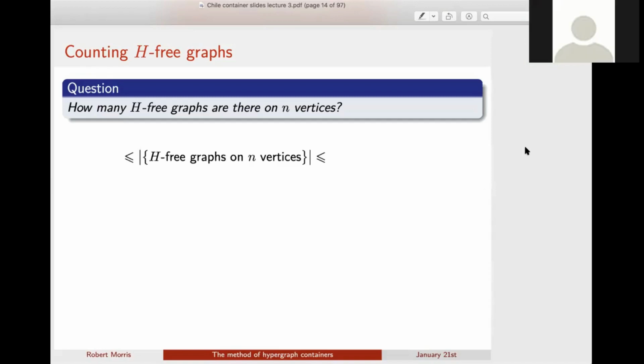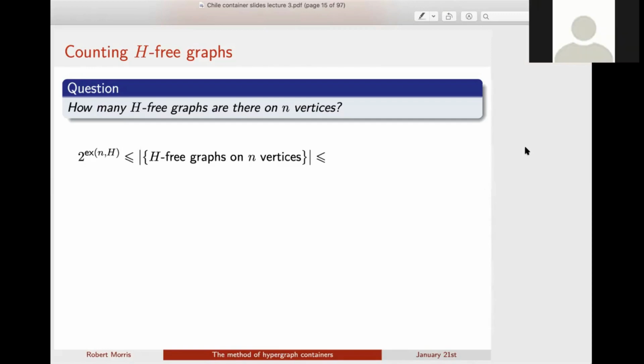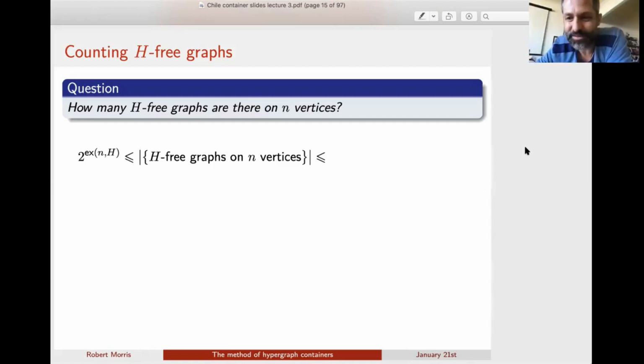2 to the extremal number. Yeah, 2 to the extremal number, right? You can take any extremal graph and then take all subgraphs. And how about an upper bound? So 2 to the n squared, something like that? Right, so that is an upper bound, but we can do better than that. You take the blow-up of a complete graph which has fewer parts than the chromatic number. Right, so that would give the lower bound basically.